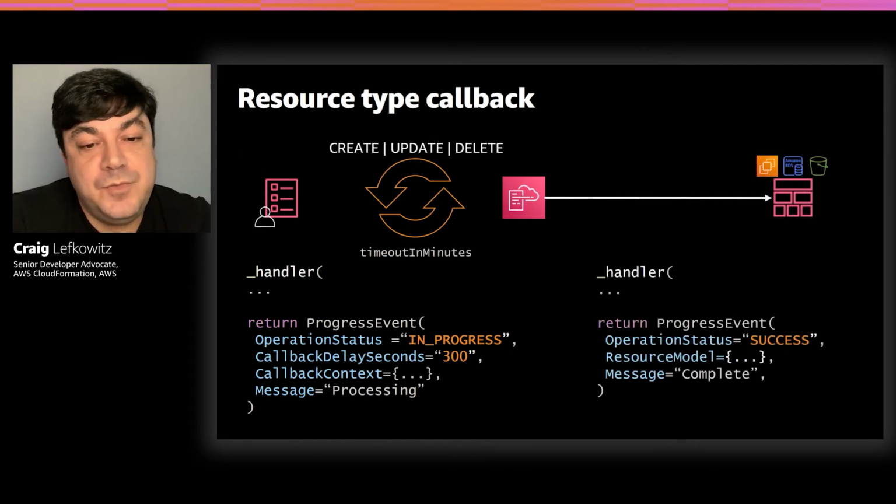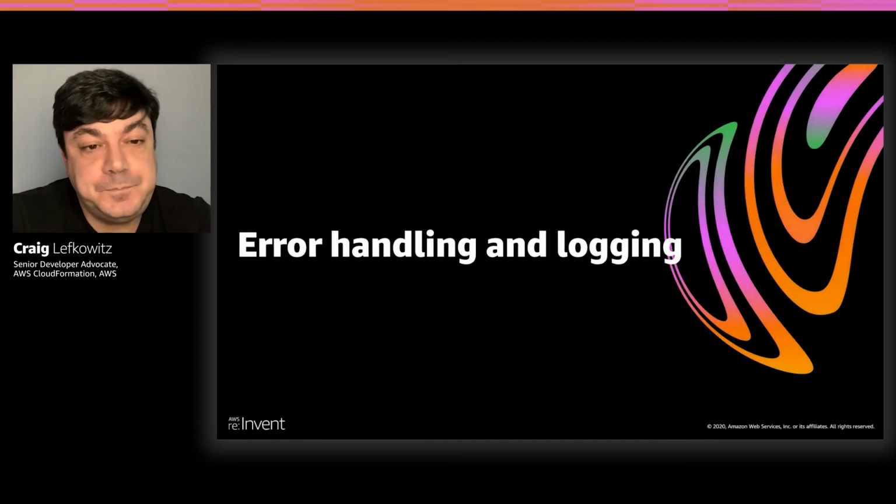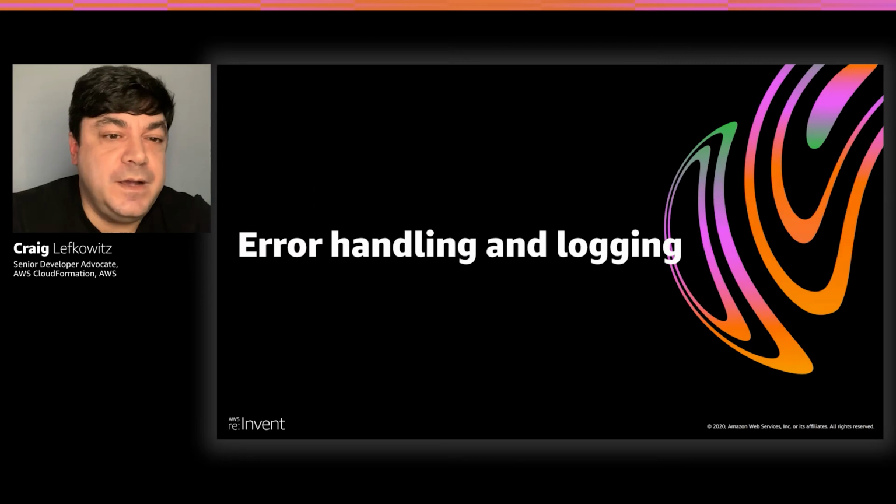When your handler code has reached a terminal state, you'll return an operation status of success or failure, signaling to CloudFormation that your resource has completed and what it should do next, either mark the resource as complete or roll back. So let's switch gears here and we'll talk about some operational patterns.